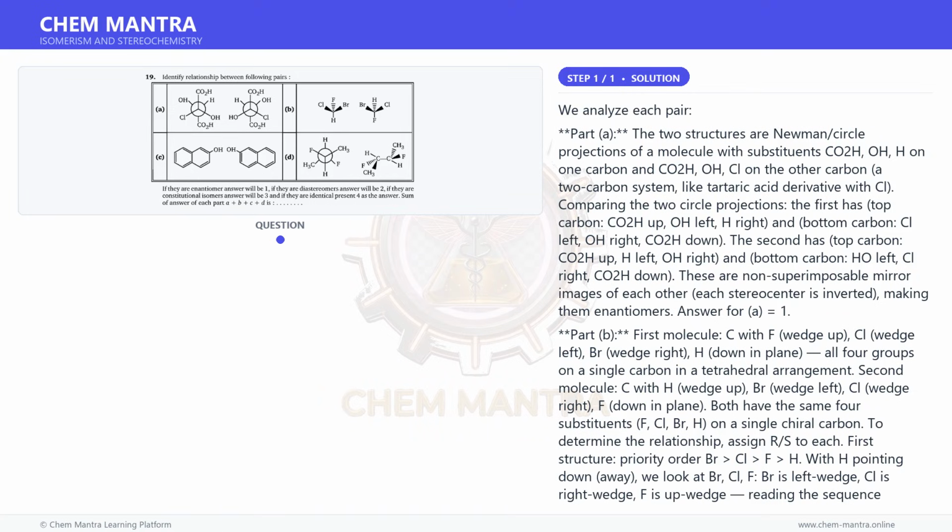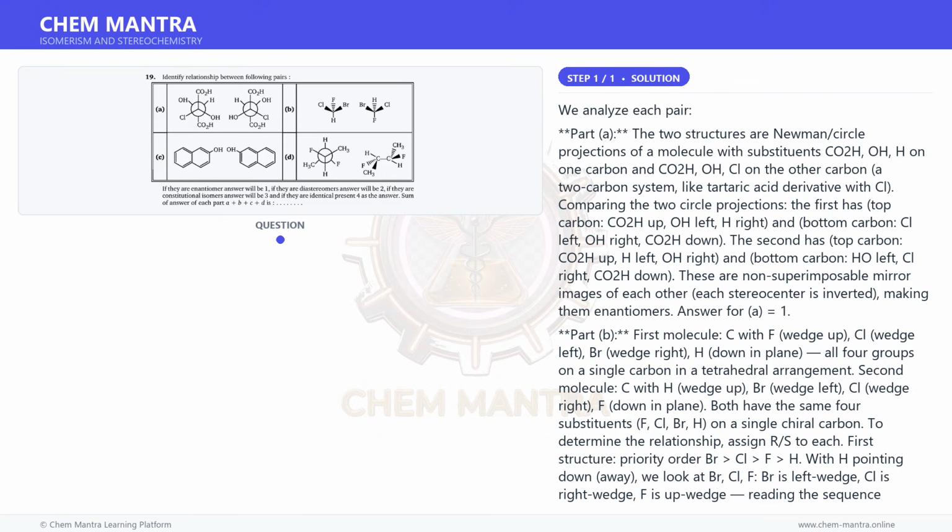Part B. First molecule, C with F, wedge up, Cl, wedge left, Br, wedge right, H, down in plane, all four groups on a single carbon in a tetrahedral arrangement. Second molecule, C with H, wedge up, Br, wedge left, Cl, wedge right, F, down in plane. Both have the same four substituents, F, Cl, Br, H, on a single chiral carbon.